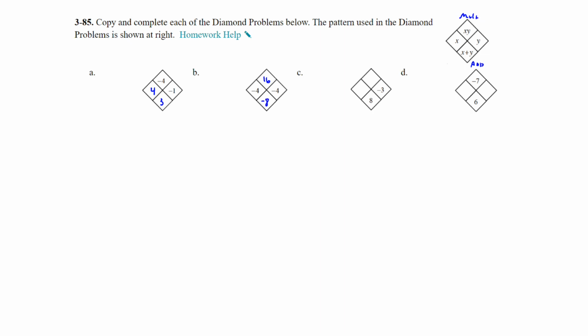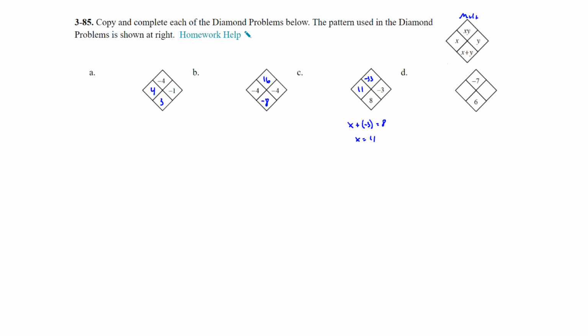On B, you have your x and y, so x times y, negative 4 times negative 4 is 16, negative 4 plus negative 4 is negative 8. On C, we don't have the x again, but we do have the addition, so x plus negative 3 is equal to 8. So if I add 3 to the other side, x is equal to 11. So does that make sense? If I put 11 here, 11 plus negative 3, is that equal to 8? Yes, and then 11 times negative 3 is negative 33.